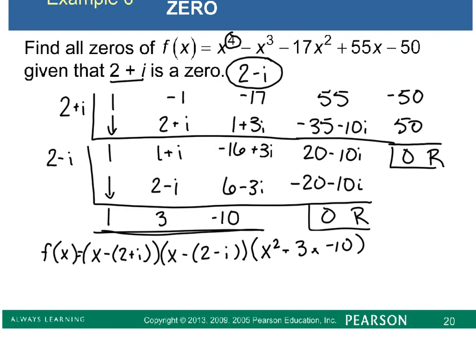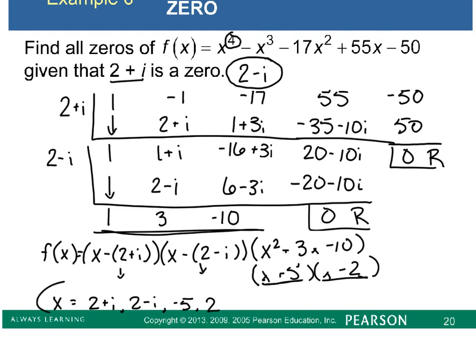And then we can factor out this right here into x plus 5 and x minus 2. And then let's bring down these as factors also, multiplying those all together. Now, it says find all zeros. Well, here are all of the zeros. We're going to list x equals 2 plus i, 2 minus i, and then the last two zeros come from this right here. So negative 5 and positive 2. There we have it.